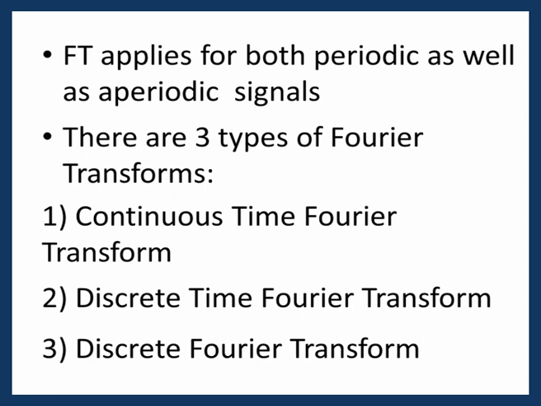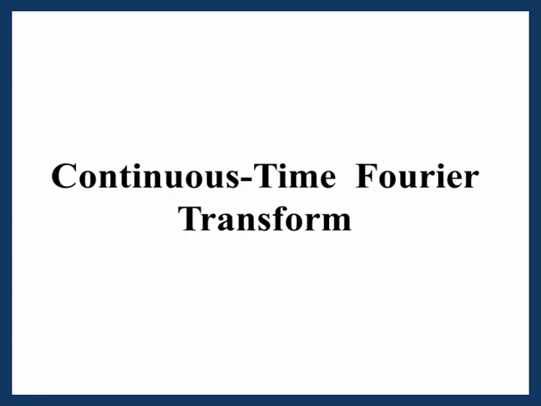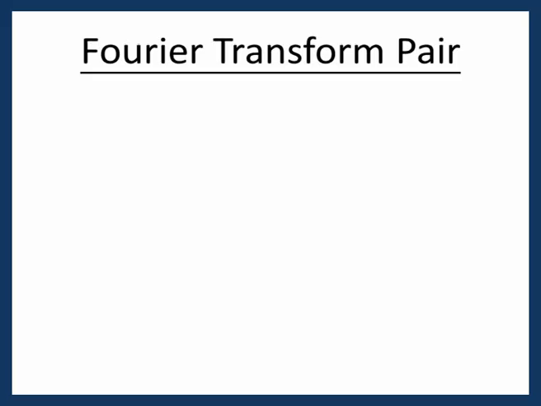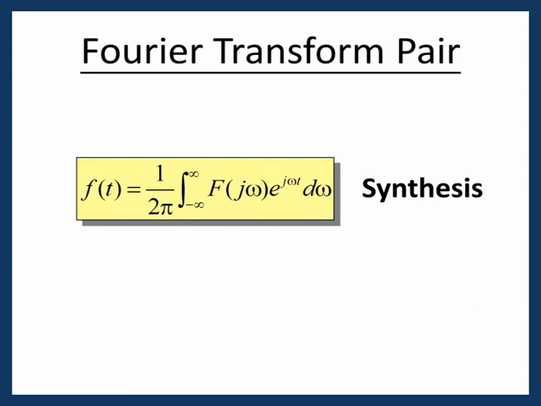It will be on continuous time Fourier transforms. So, let us start with the continuous time Fourier transform. Let us first discuss what is called a Fourier transform pair. There are two types here. One is called synthesis and the second one is called analysis.